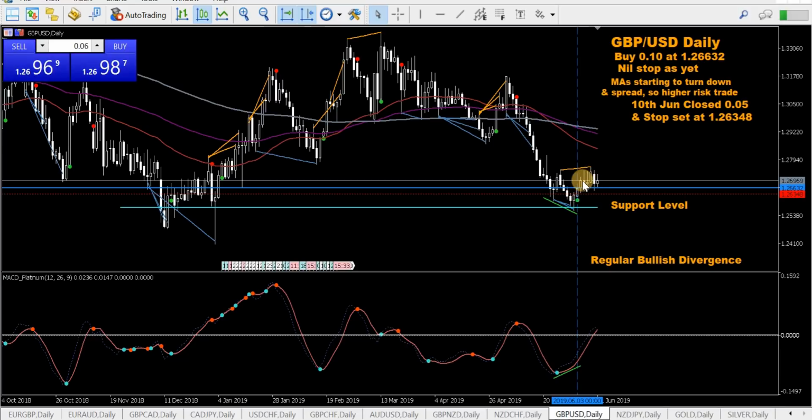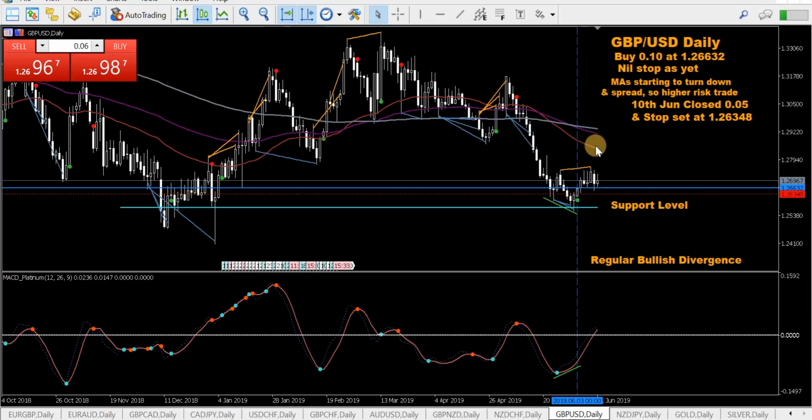Didn't really take off. Now we got that bearish JAGfx RD. Closed half. Put a stop in. Good support level on that buy. Higher risk trade. MA's starting to turn down. Had regular bullish divergence, but now it's going sideways. Not really sure what it's doing, so better just to reduce my risk and possibly look for a sell.